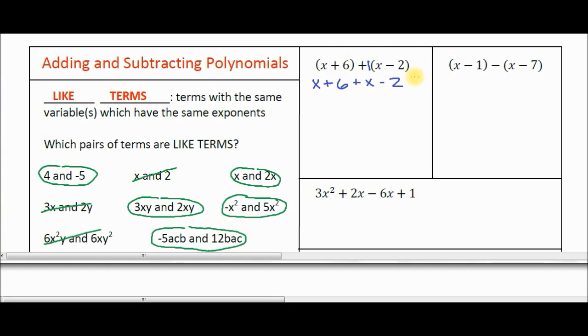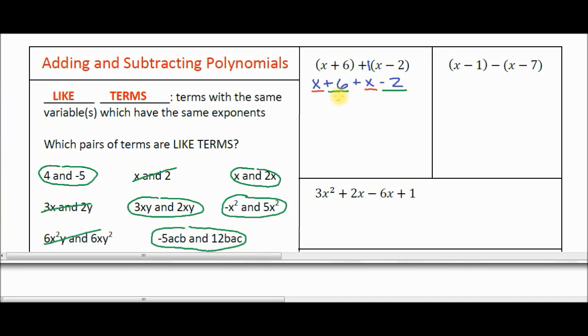Now we've rewritten our expression with no parentheses. Let's take a look. Can we combine any like terms? And the answer is sure we can. This x and this x, those are like terms. Same variable with the same exponent. And then take a look at the sixes. Sorry, the positive 6 here and the negative 2 here. Those are like terms. Those are terms without any variable at all. Those can be combined. So let's go ahead and combine them.